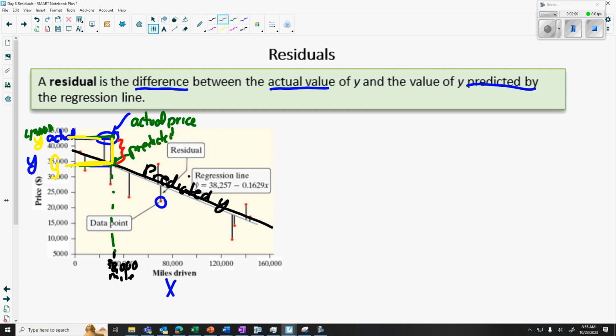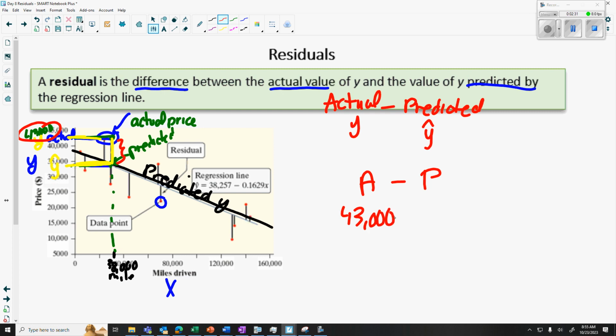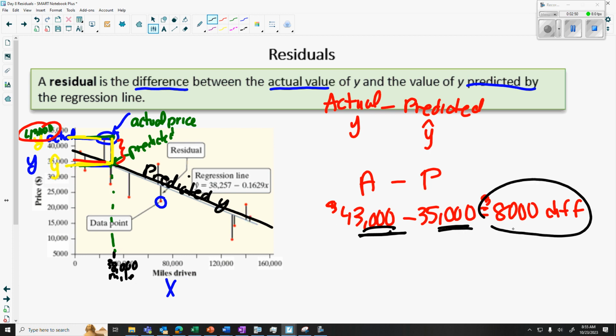So the residual is found by doing the actual y minus the predicted y hat. I tell kids to remember it because they could remember AP. We're in AP Stat. So A minus P, actual minus predicted. In this case, let's say the actual price was $43,000 for this car, but the predicted price was only about $35,000. I'm just rounding here. If you do the math, this is going to be about an $8,000 difference between the actual price and the predicted price. Specifically, the actual price was greater than the predicted price by $8,000.